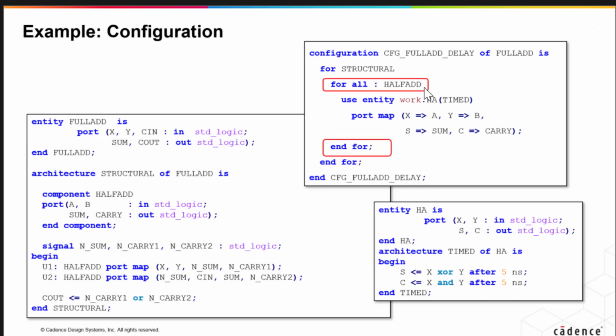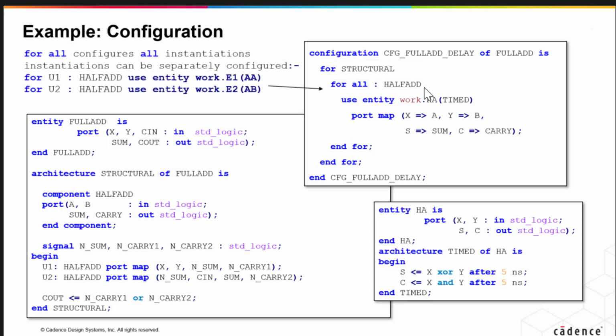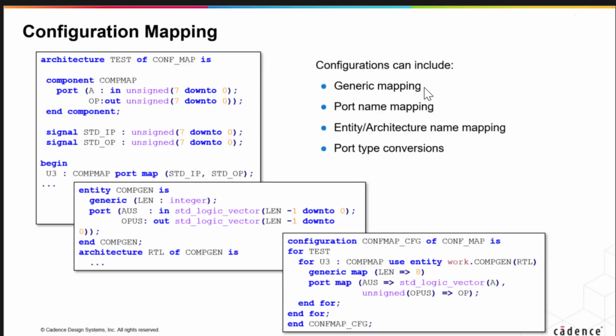The first end for matches for all, the second end for matches for structural. Use indentation to keep track. Note that we could configure the individual instantiations of half-add to different entities/architectures using separate clauses as shown. We can also use an others clause, which is useful for multiple instantiations. Configurations are quite powerful and are becoming increasingly important for large complex system simulations.